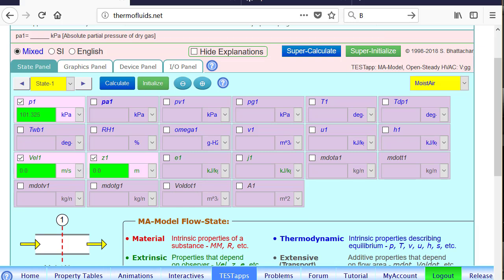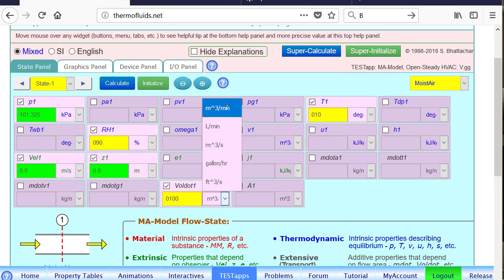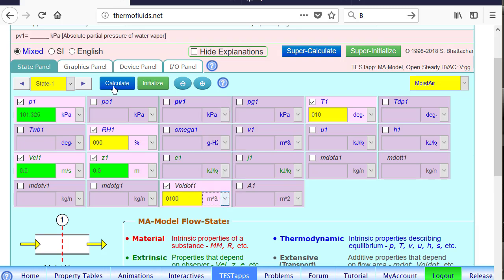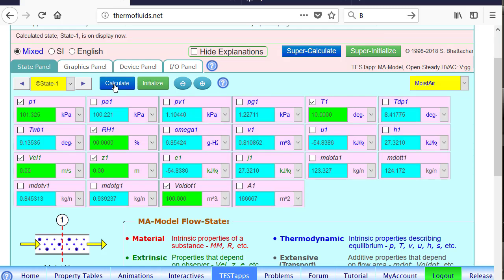The temperature is 10 degrees Celsius. This is the initial inlet condition. Relative humidity is given as 90% and volume flow rate is given as 100 meter cube per minute. It's already meter cube per minute, the default unit. So state 1 is completely determined.